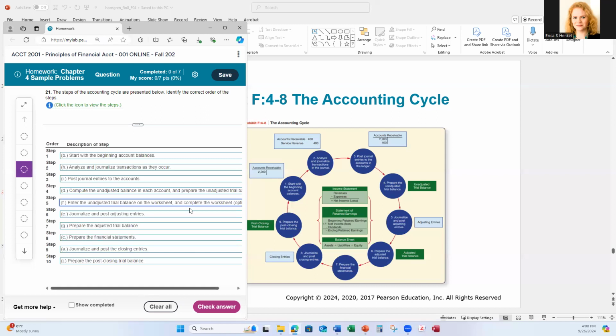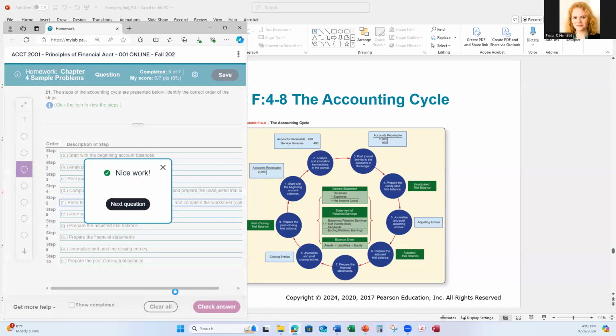That's a step that we'll actually be walking through here during this chapter. And it's mostly a worksheet, right? So it helps you to put together your unadjusted trial balance and walk through the posting of entries to reach your adjusted trial balance. So that is problem number 2.